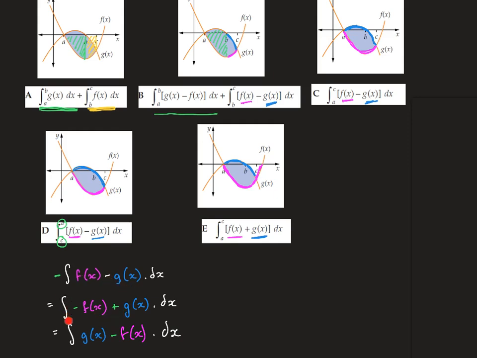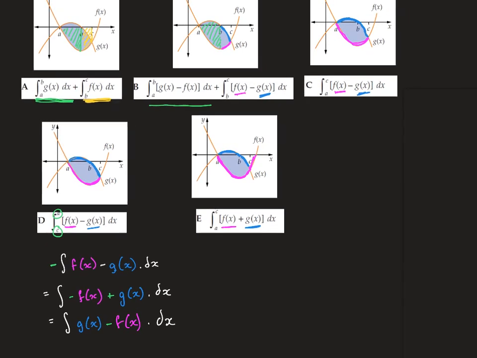So now I've got the integral from negative f of x plus g of x. And I can take these two terms and swap, bring this plus g of x to the front, move this minus f of x to the back, and we get our proper formula.